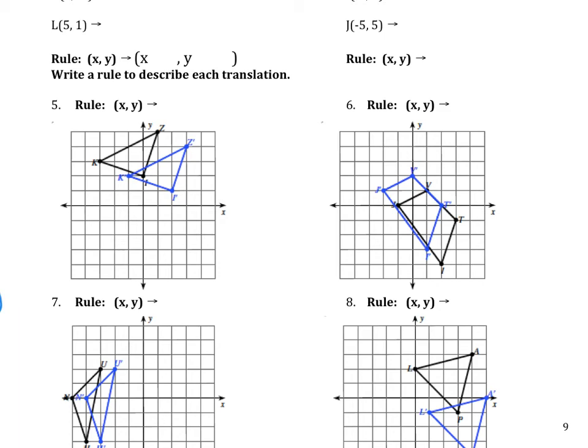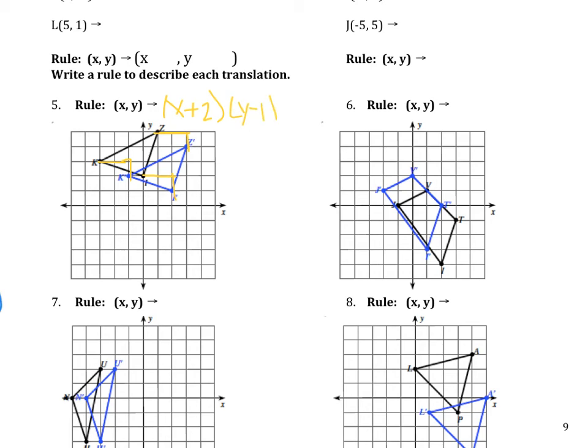So, map this out here. If we look at Z, we're moving over to the right 2 and down 1. For K, you're moving over 2, down 1 to K prime. For I, you're moving over 2, down 1. So in a situation like this, the rule would be X plus 2, because it's going to the right, Y minus 1, because you're going down 1.